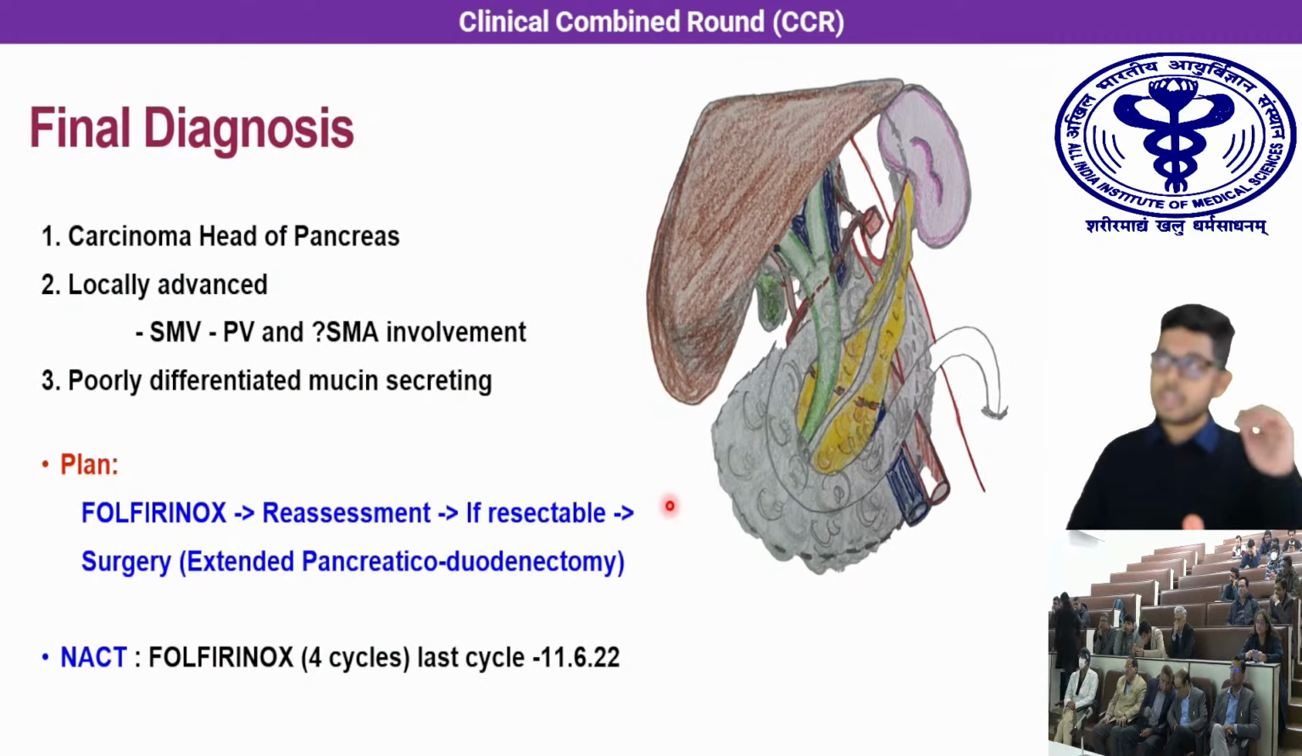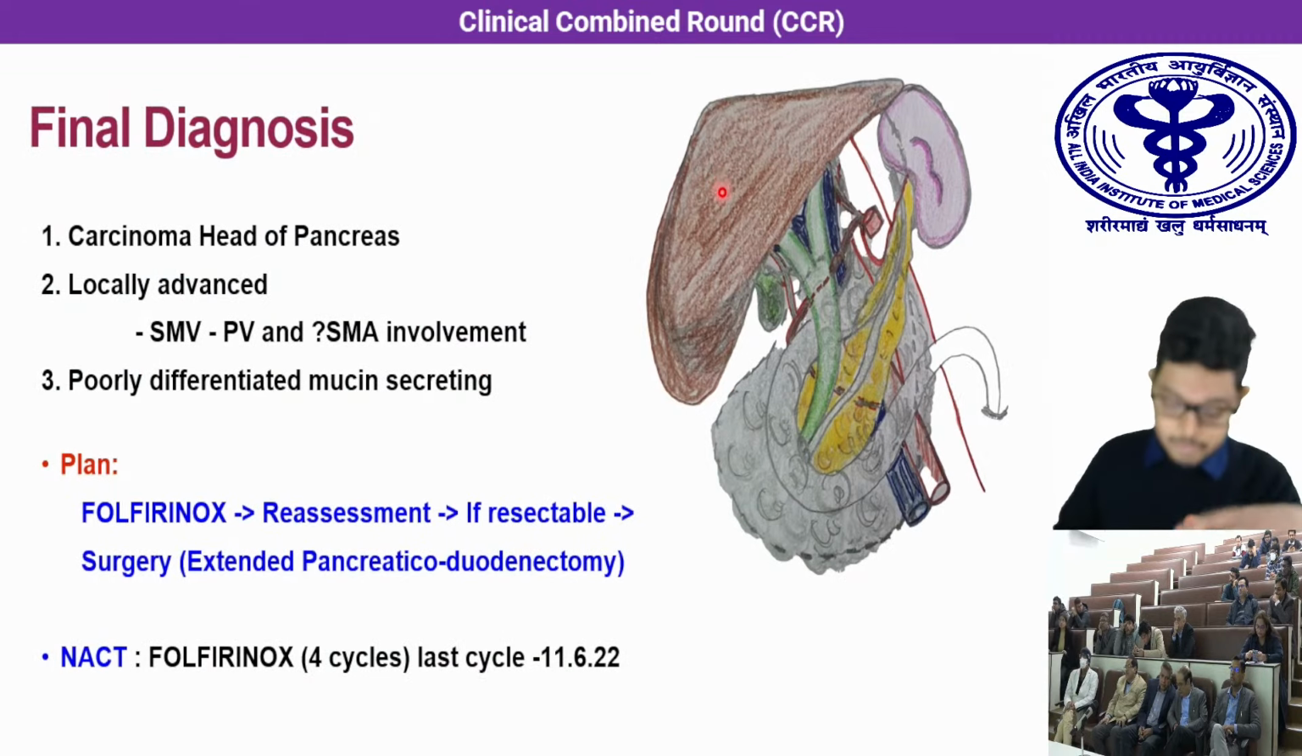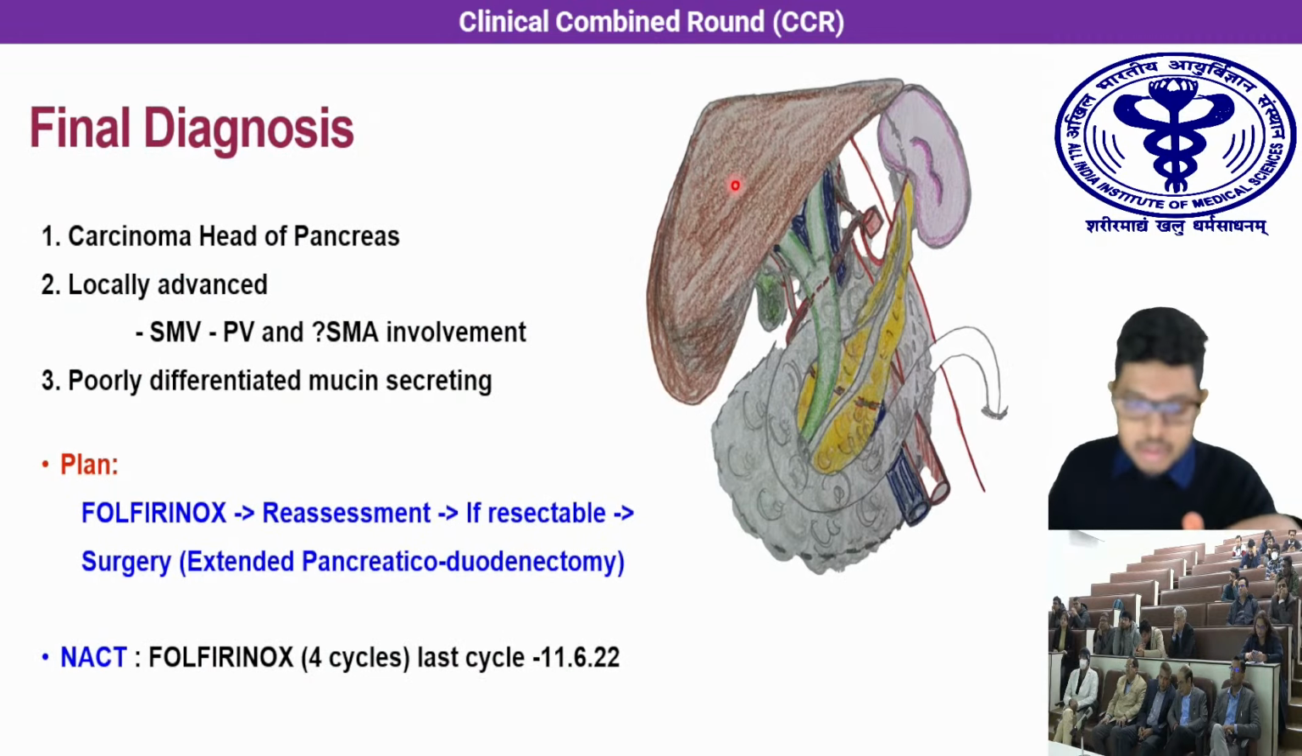Our final diagnosis was a carcinoma from the head of pancreas, a large lesion, and it was locally advanced. There was definite SMV and portal vein involvement, with very doubtful SMA involvement. It was a poorly differentiated mucin secreting type. All these are unfavorable factors.